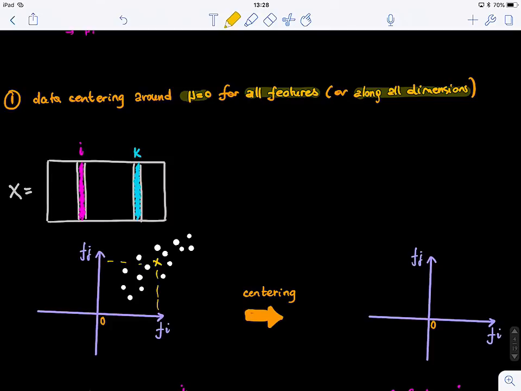For these data points, our goal is to center the data around the mean 0, 0. So I want the mean to be exactly located at 0, 0, okay? This is the basic idea. So why do we do that? Here, for example, is non-centered, and if I copy paste this, this is after centering.